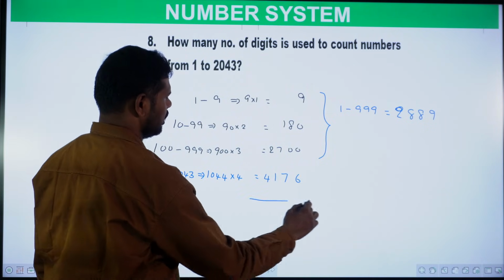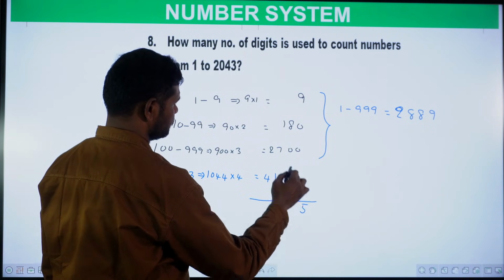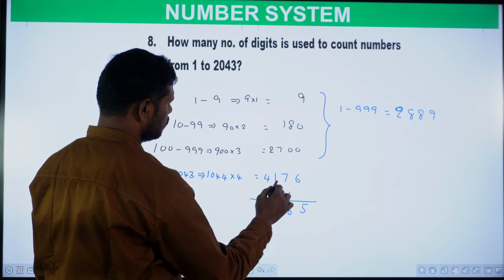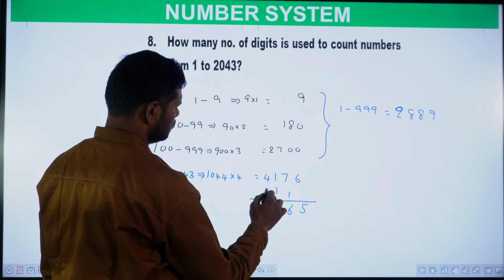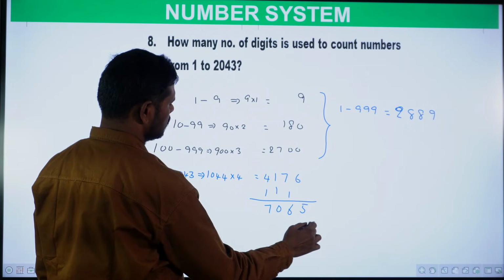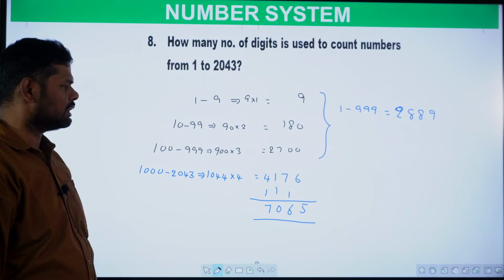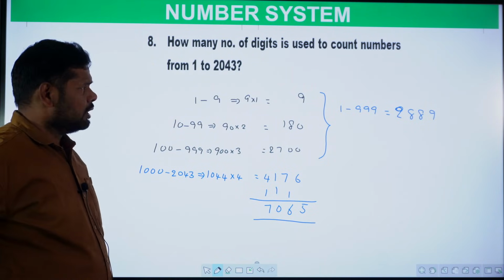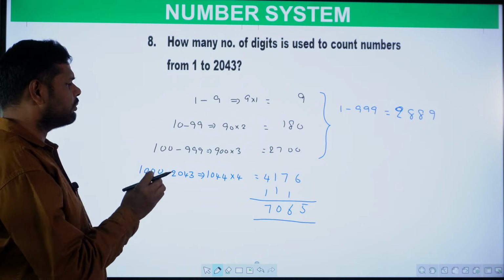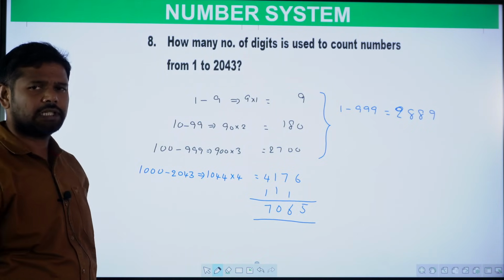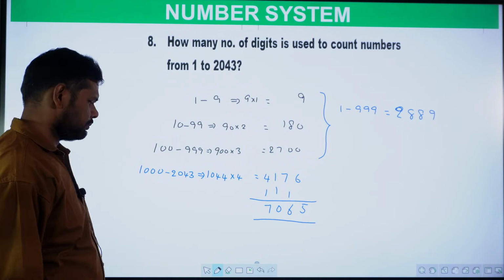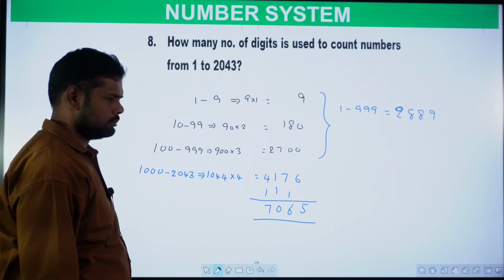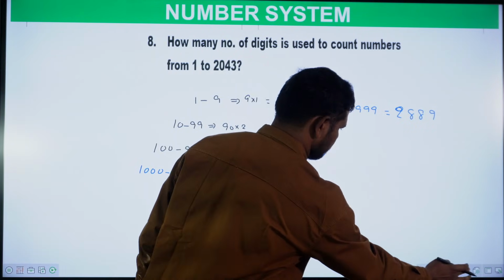Just you add all. 9 plus 6, 15; 1 plus 6 plus 2 plus 9, 10; then 6, 7. So total how many digits are there means 7065 digits are there. So that's it. Very easy questions. So you need to apply our basics to the question. That's enough. Very simple. Next one.